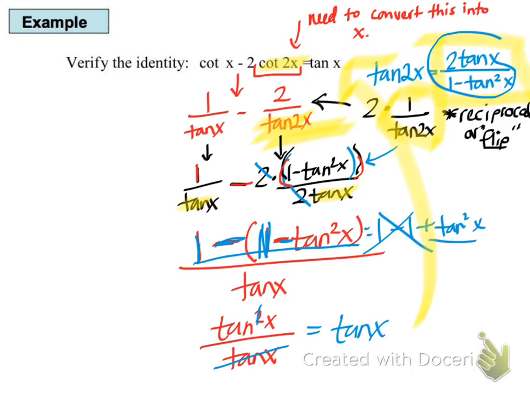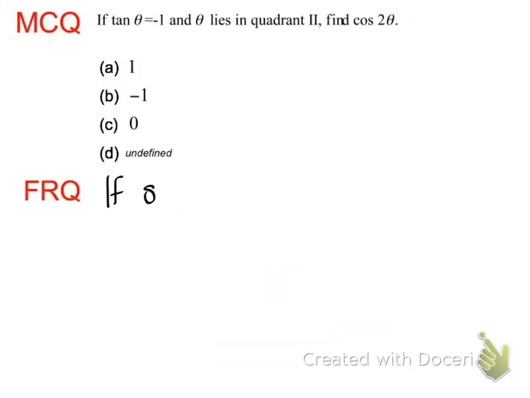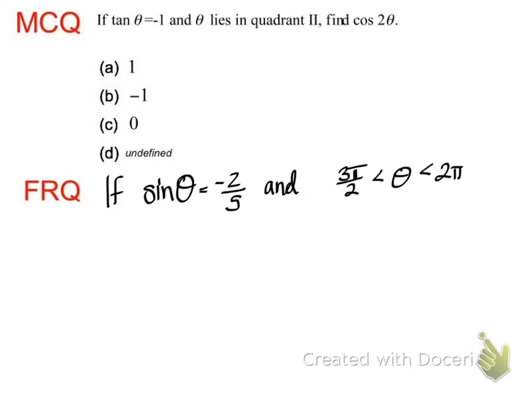Your checkpoints today are not verifying identities. I know that's hard to write in a Google form online. So you're simply going to do, similar to the first 2 examples, try and evaluate those different expressions. For the first one, you have theta lying in quadrant 2, and they give you tangent of theta. So draw a picture and use the formula and find the cosine of 2 theta. The free response question is if sine is negative 2 over 5, and you know the angle is between 3 pi over 2 and 2 pi, find the cosine of 2 theta.